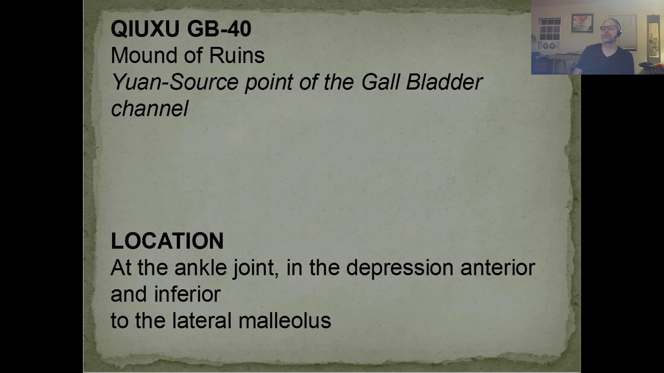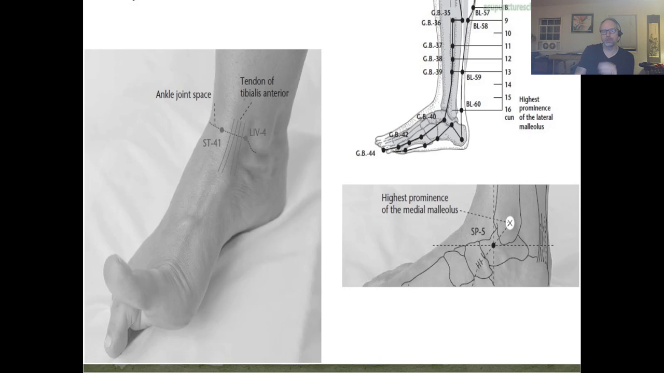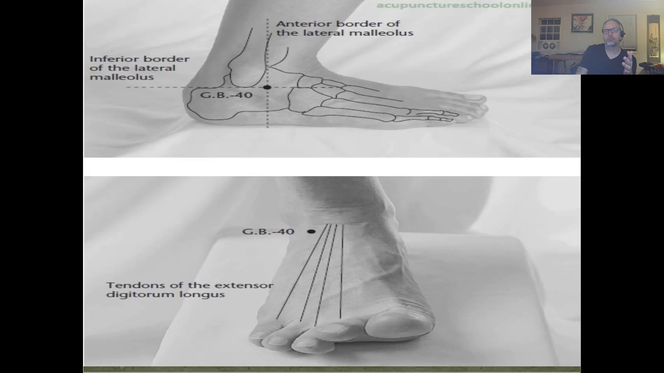Which brings us to the source point of the gallbladder, gallbladder 40. At the ankle joint, any depression anterior and inferior to the lateral malleolus. This is just a reference slide showing you the location of liver 3, which is the exact opposite. So this is the slide that we need to take a look at. The anterior border of the lateral malleolus.